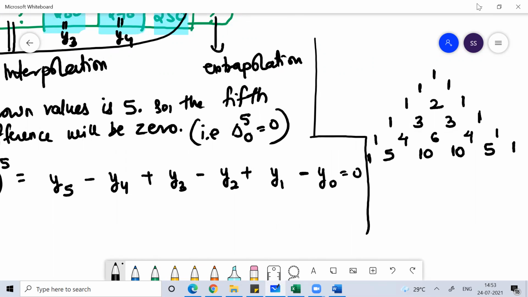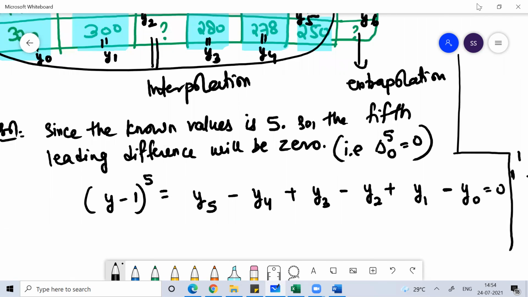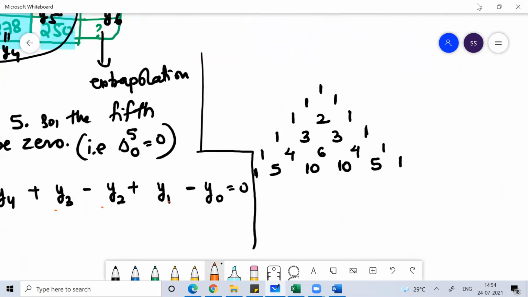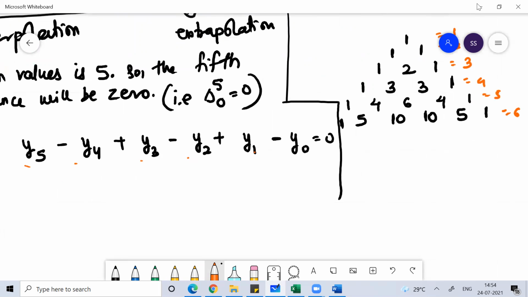So which Pascal row do you want, sir? If the power is 5, how is the power 5? Because 5 known values are there. So the power is 5, then here the terms will be 6: 1 2 3 4 5 6. So you can see these are your coefficients. Okay, so y5 minus 5 y4 plus 10 y3 minus 10 y2 plus 5 y1 minus y0. So this will be the equation.